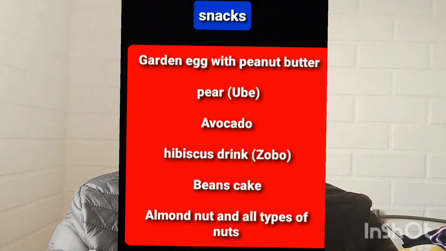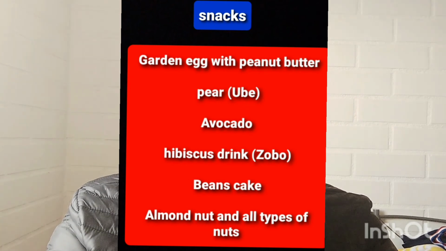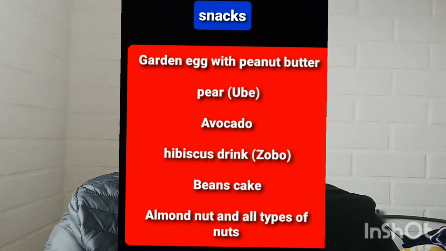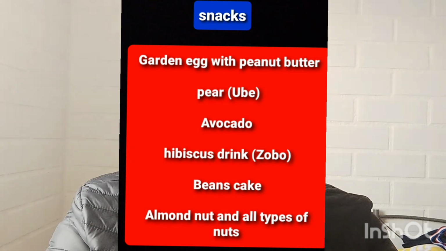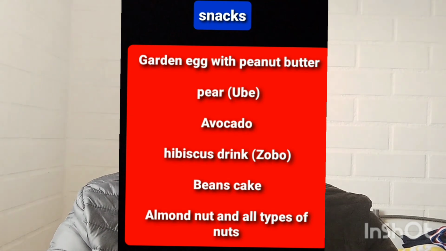Then you can also take your beans cake as your snack. Beans cake is also known as akara. You can take it as a snack. Then you can take almond nut or any nut. All nuts are good for your health. So you can take either almond nut or any kind of nut. They are very good for your health.